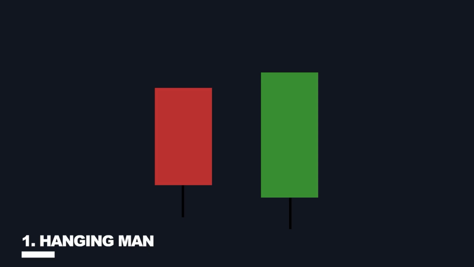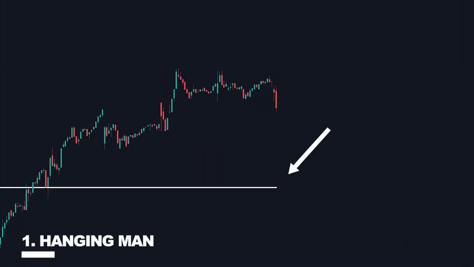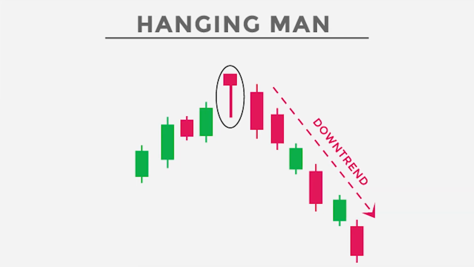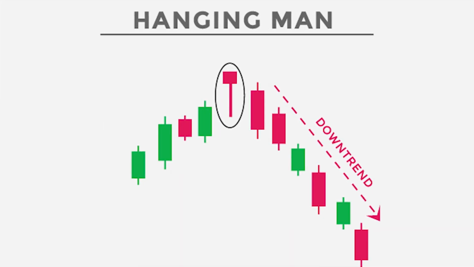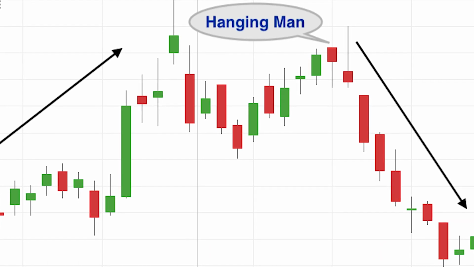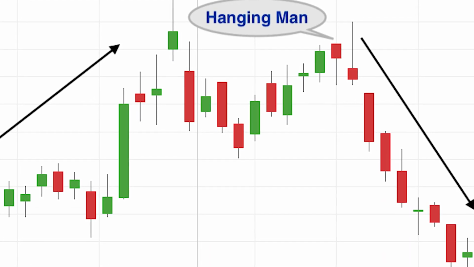Number 1. Hanging man. The hanging man is the bearish equivalent of a hammer. It has the same shape but forms at the end of an uptrend. It indicates that there was a significant sell-off during the day, but that buyers were able to push the price up again. The large sell-off is often seen as an indication that the bulls are losing control of the market.